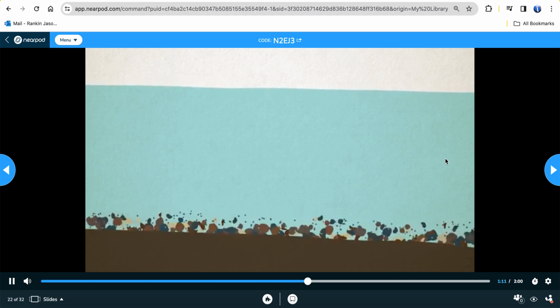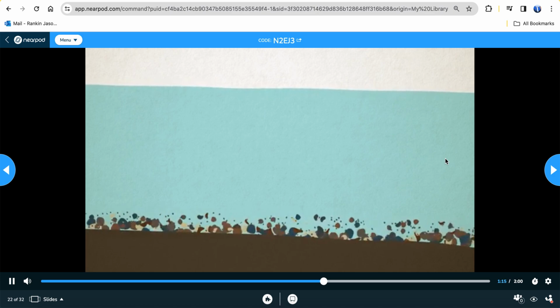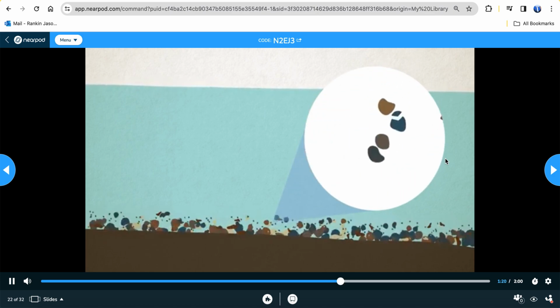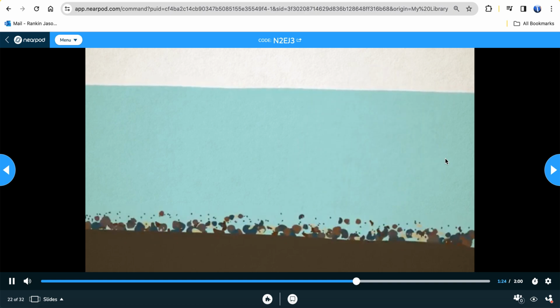Water from rain and melting snow forms fast-moving rivers. River water bounces rocks around, causing them to bump into each other and break into smaller and smaller pieces. Through this process, giant boulders can break down into tiny pieces of sand.